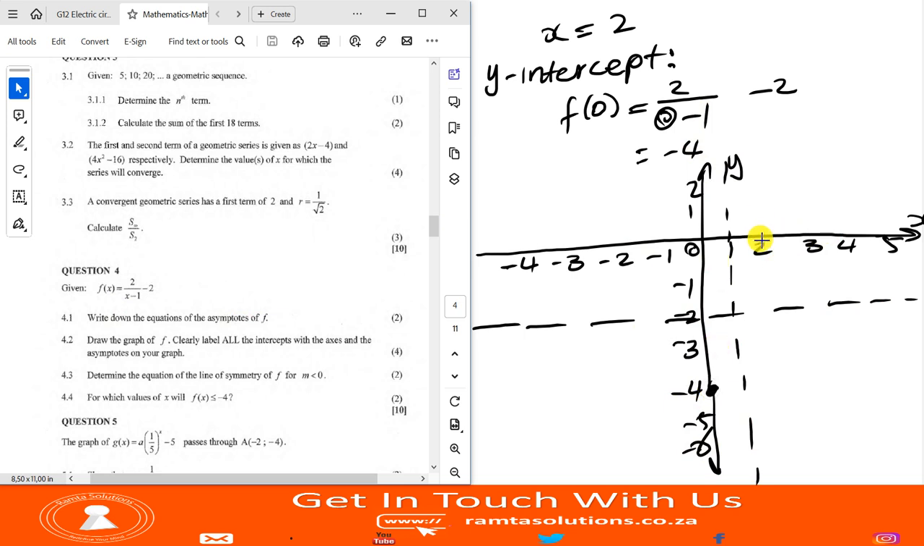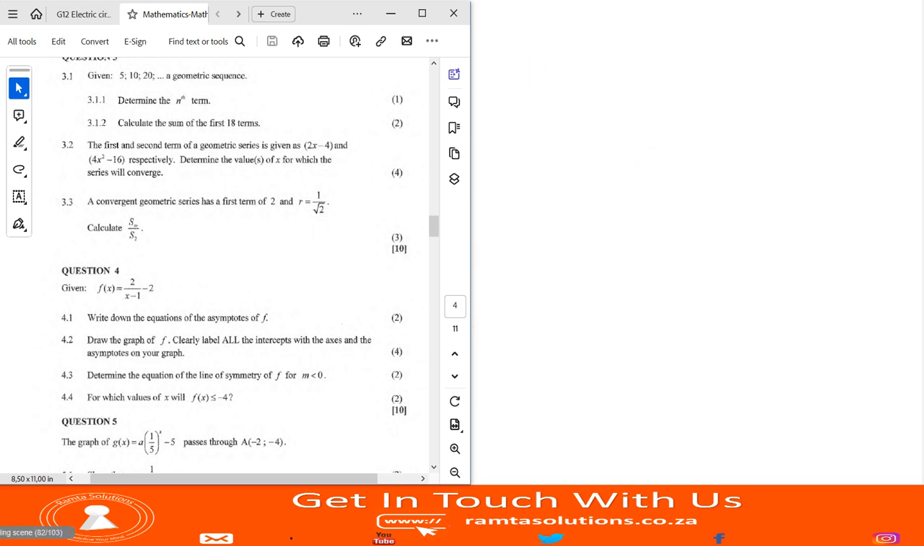What you have seen is that a is positive. Now when a is positive, the graph lies between the first and the third quadrant. So your graph is like this. Remember, this is how we plot in grade 12. Perfect. Moving on.